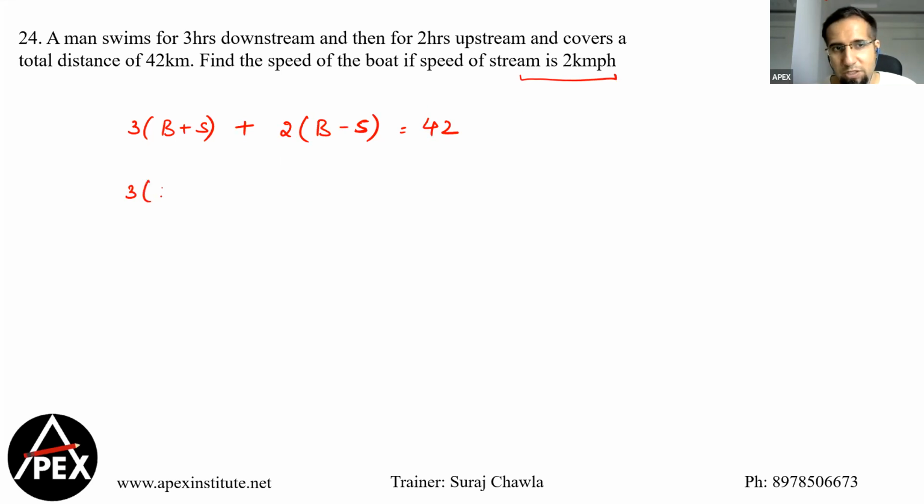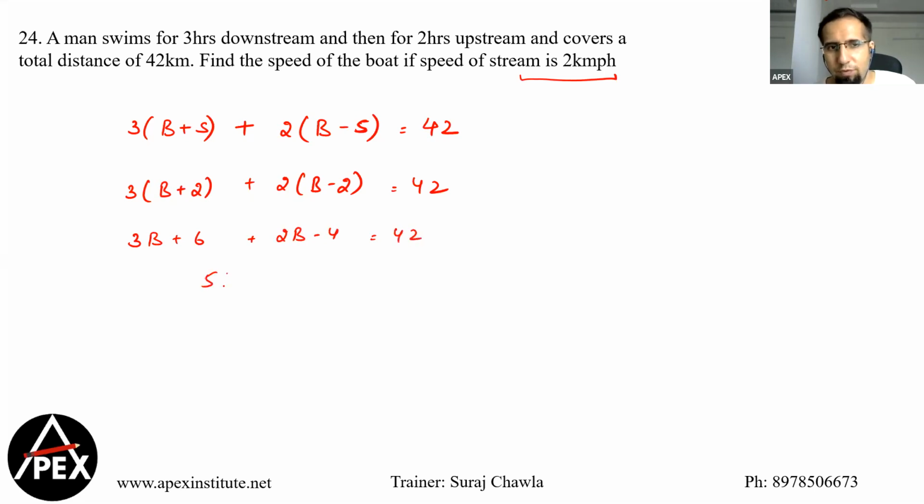So if I change my equation, this becomes 3 times b plus 2 plus 2 times b minus 2, which is equal to 42. So what do I get here? I get 3b plus 6 plus 2b minus 4 is equal to 42. Or we get 5b is equal to 40. Or we get the value of b is equal to 40 by 5, that is equal to 8. And again, we are taking kilometers per hour.